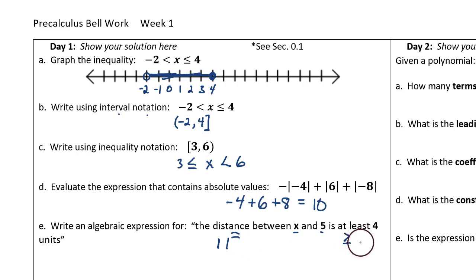So let's use all these different symbols inside our answer. Absolute value, x minus 5, is greater than or equal to 4. This algebraic statement represents the distance between x and 5, and it says that it has to be at least 4.